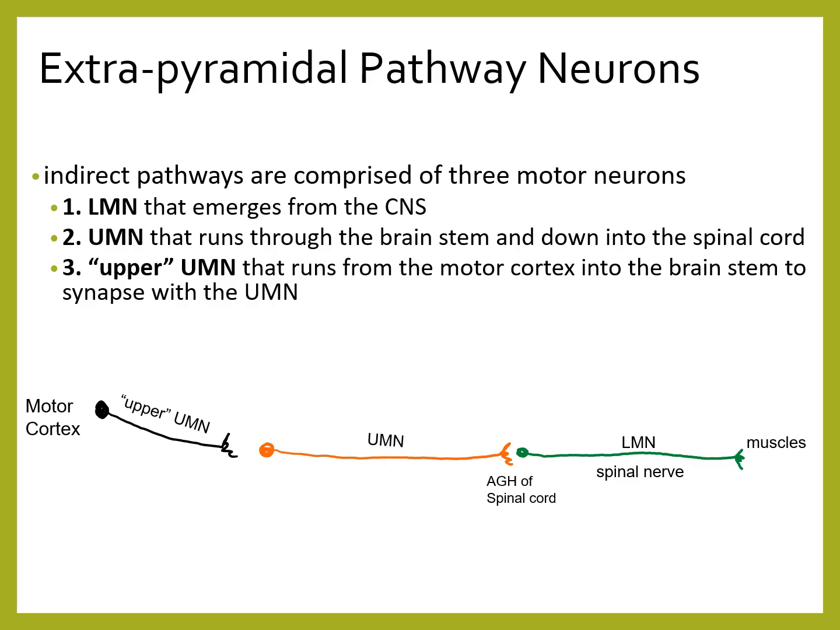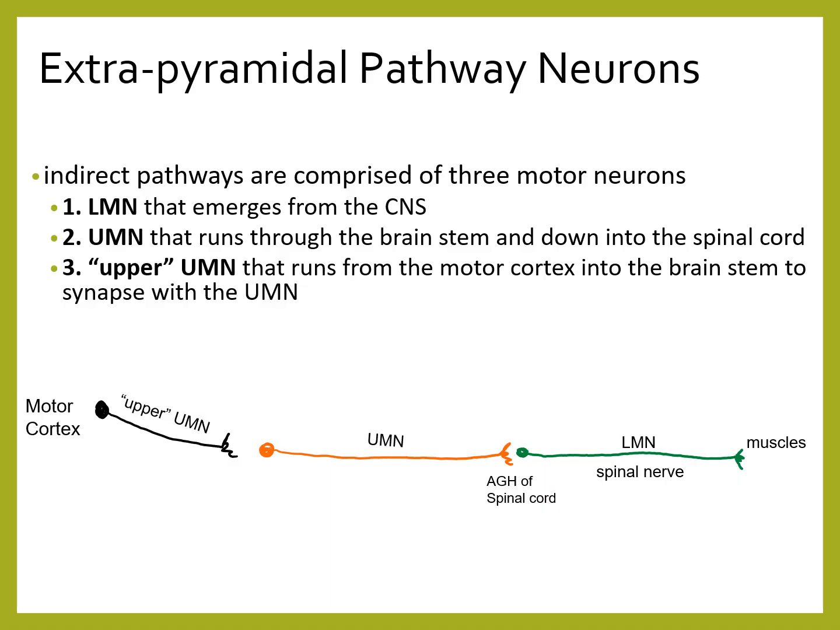At its basic level, our extrapyramidal pathways are comprised of three motor neurons. We have our lower motor neuron drawn here in green on the right-hand side that is going to come from the central nervous system. It's going to emerge from the anterior gray horn of the spinal cord, travel as a spinal nerve, and end up at our skeletal muscle. Then we've got the upper motor neuron shown here in the middle, diagrammed in orange. This is going to run through the brainstem, and it's going to run down the spinal cord to synapse with the lower motor neuron in the anterior gray horn.